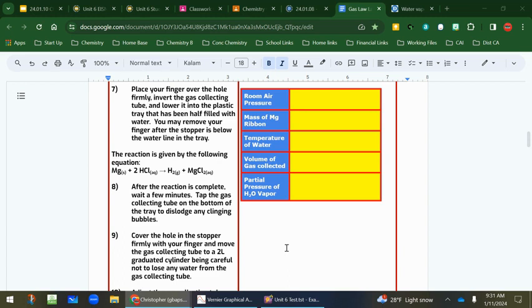After you get this volume, ladies and gentlemen, then you can take this tube, flip it over, take off your stopper, pull out your copper wire, and dump everything down the drain. Everything down the drain. Questions?